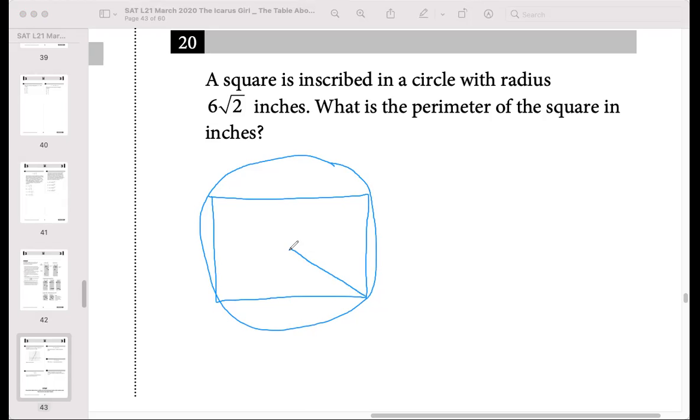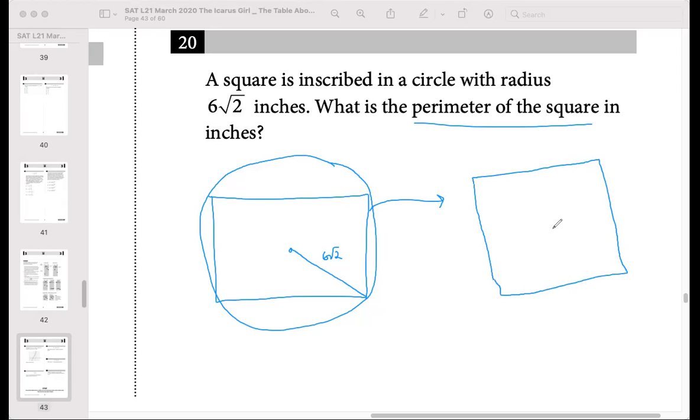So here's the center of the circle, and here's the radius, which is 6 square root 2. We're looking for the perimeter of the square, so we need the sides of the square. Well, sometimes I find it helpful to pull a drawing apart and pull a figure out. So I'm going to now focus on the square. And I know that from the center of the square to the corner is 6 square root 2.